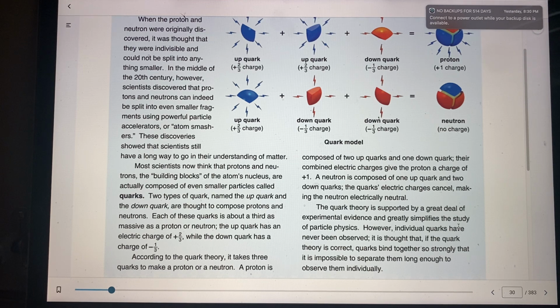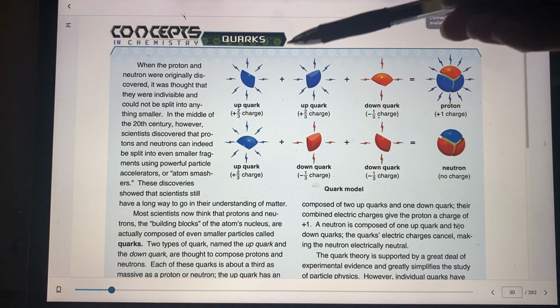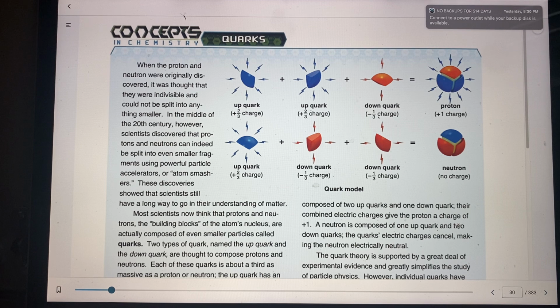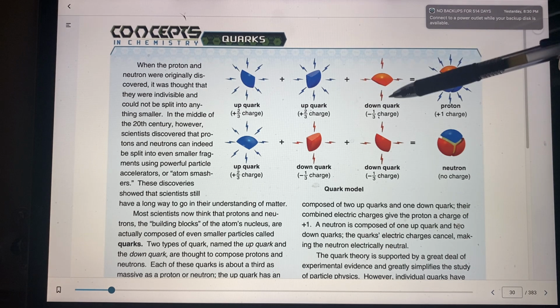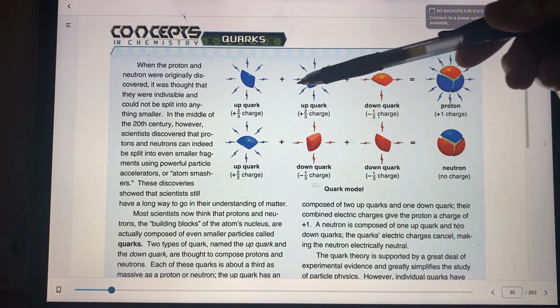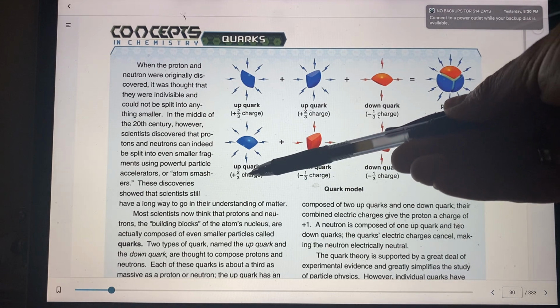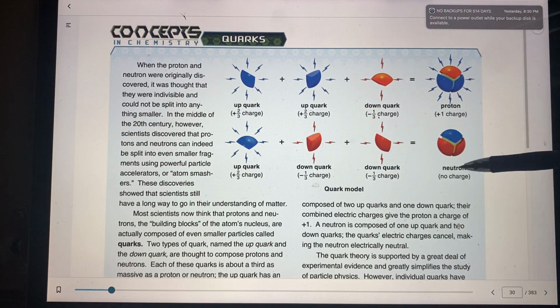A neutron is composed of an up quark and 2 down quarks. The quarks' electric charges cancel, making it neutral. And then, of course, we have the other way with the proton. Here you can see the picture. You have an up quark of positive 2/3, another up quark of 2/3, and a down quark of 1/3. So now the proton is going to be charged because it has 2 positive quarks. For the neutron, the up quark is 2/3, and then you have a down quark of only 1/3, another down quark, and now this balances out so there's no charge.